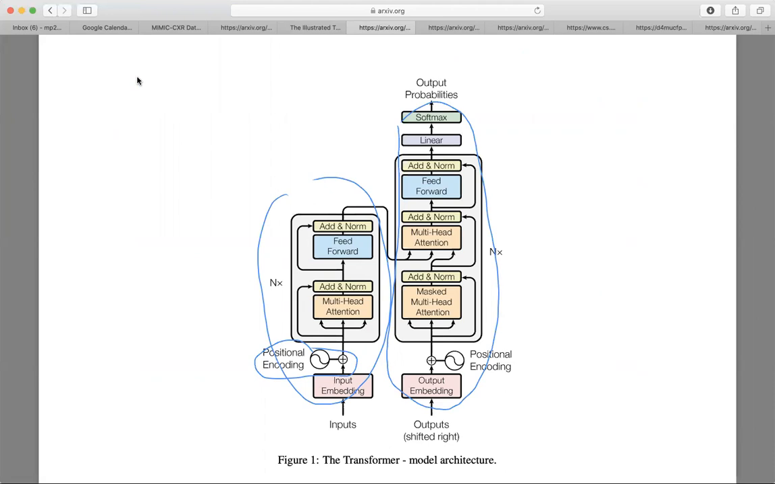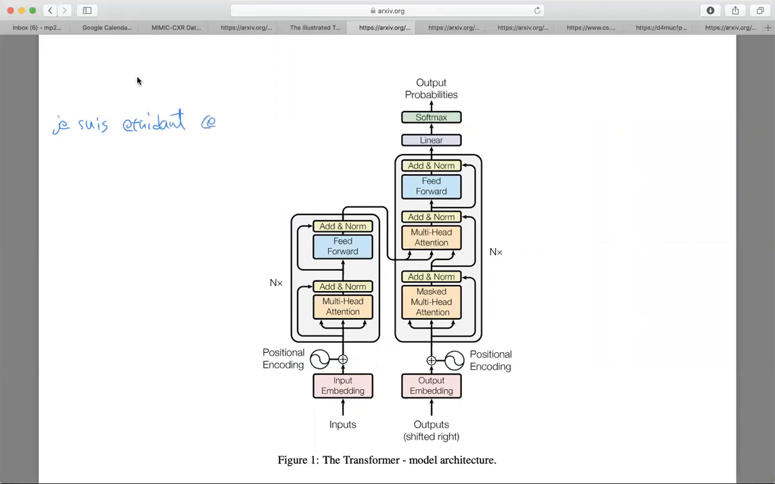Right. So as an example, I'm going to assume that we are going to translate a French sentence, "Je suis étudiant." I think it means "I am a student." There's an end of sentence. We're going to translate that to "I am a student," end of sentence.